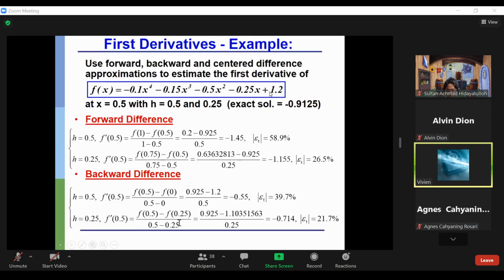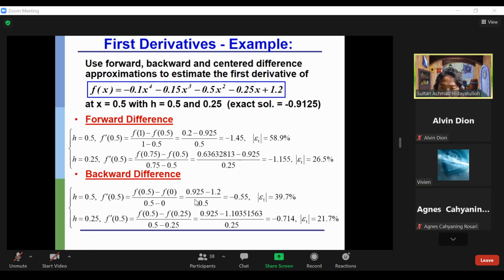Okay, so we will see the comparison here. I'm not sure yet whether we have discussed this before. I've forgotten a little bit. Have we discussed this example before? Not yet, ma'am. Not yet.